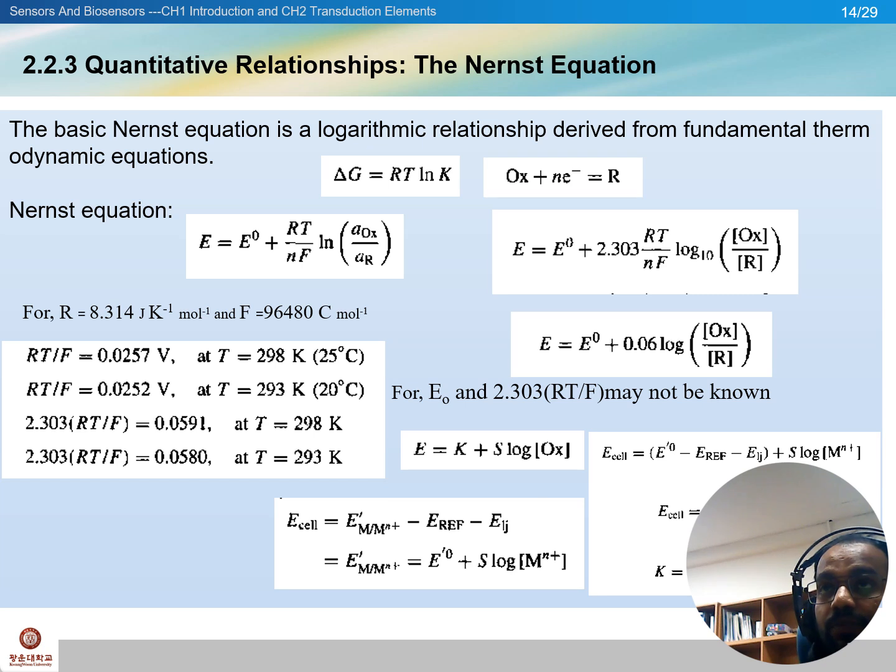Quantitative relationship, the Nernst equation. The basic Nernst equation is the logarithmic relationship derived from the fundamental thermodynamic equation. The Nernst equation is E = E0 + (RT/nF) ln K. Here you can see the various equations.